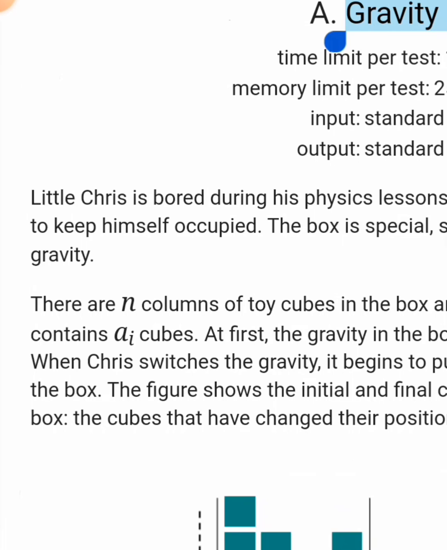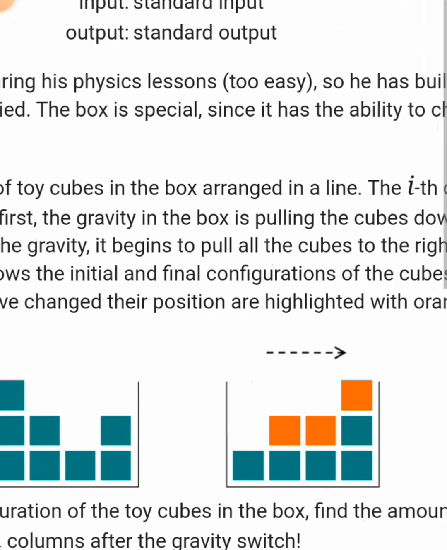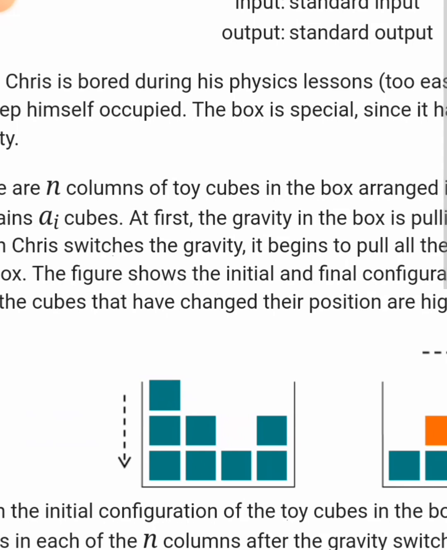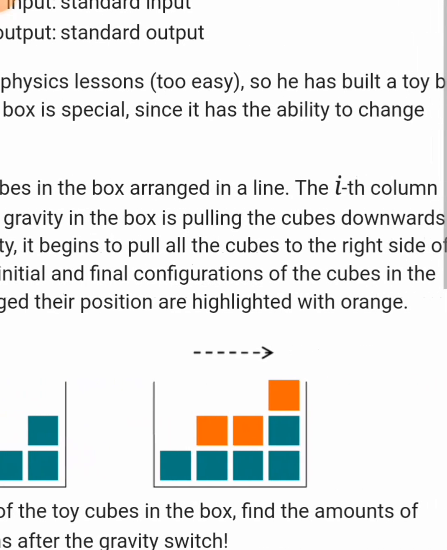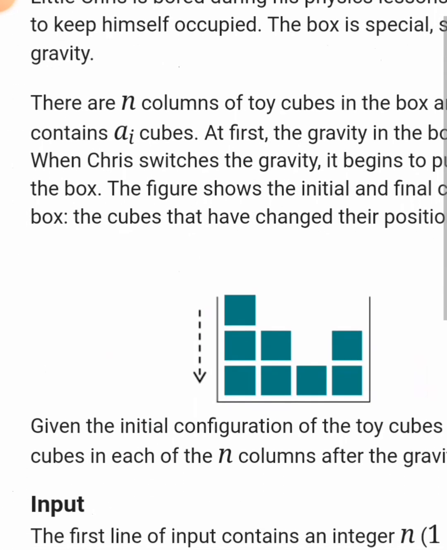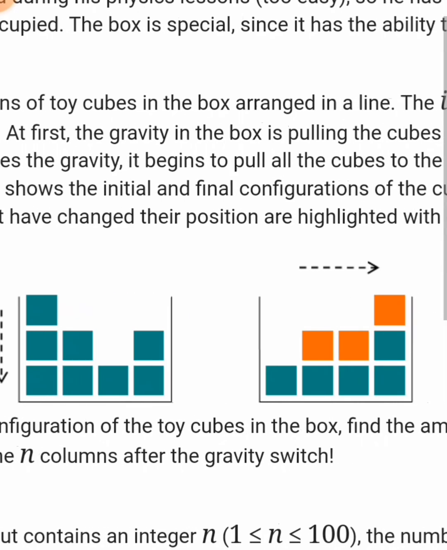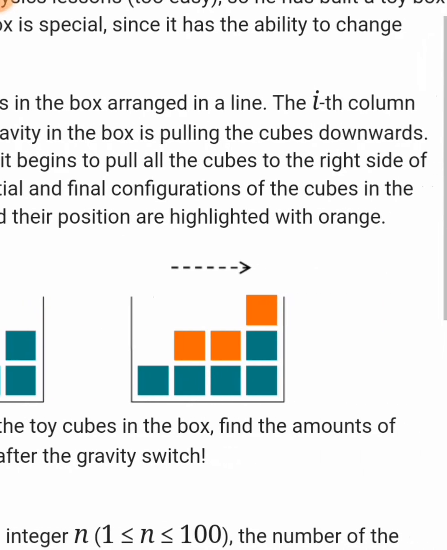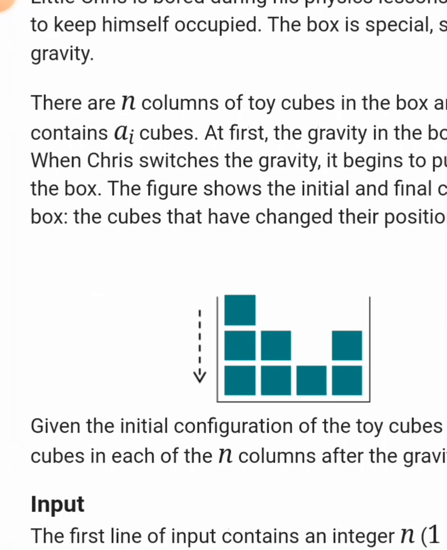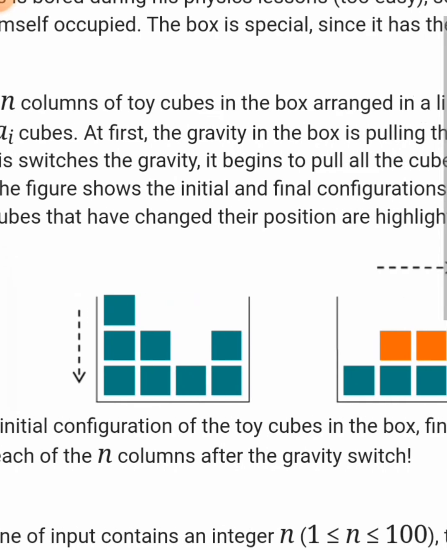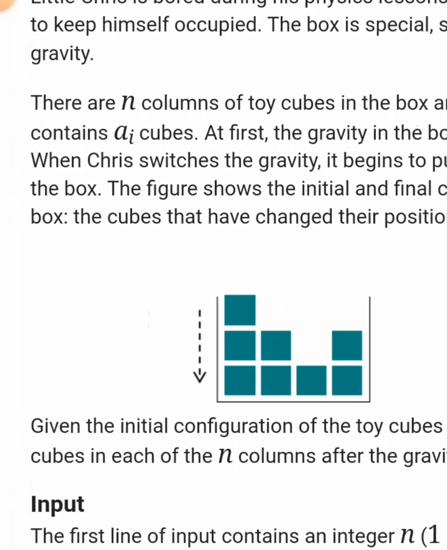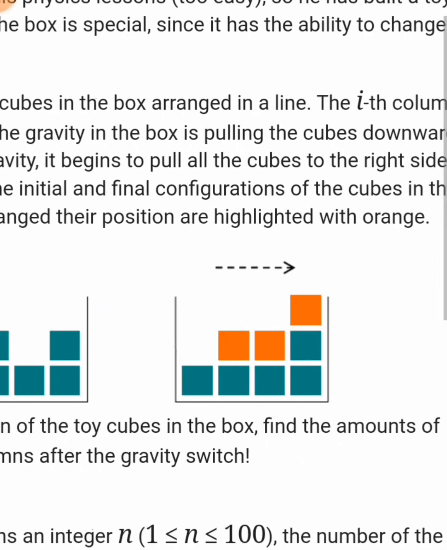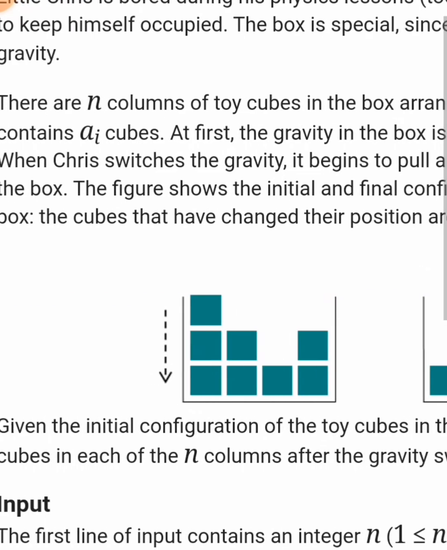There are n columns of toy cubes in the box arranged in a line. The ith column contains a cube. At first, the gravity in the box is pulling the cubes downwards. When Chris switches the gravity, it begins to pull all the cubes to the right side of the box. The figure shows the initial and final configuration of the cubes in the box. The cubes that have changed their positions are highlighted with orange.